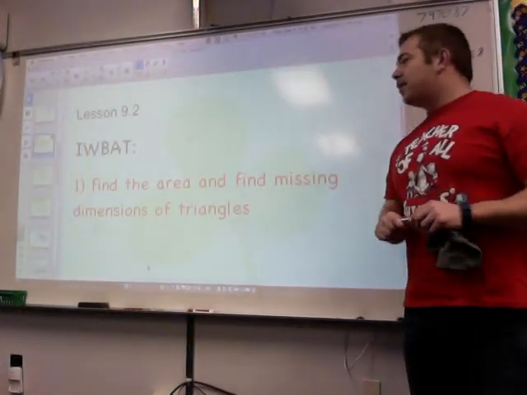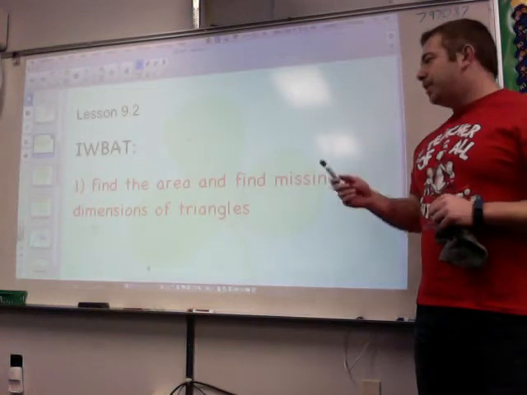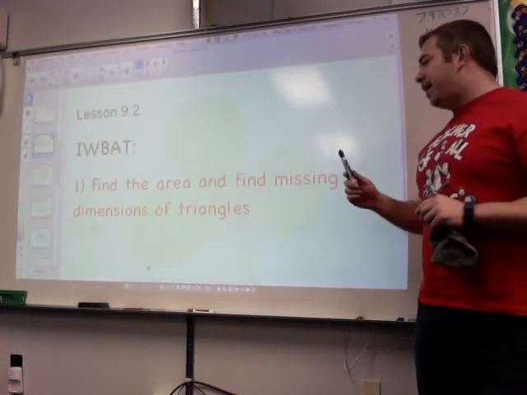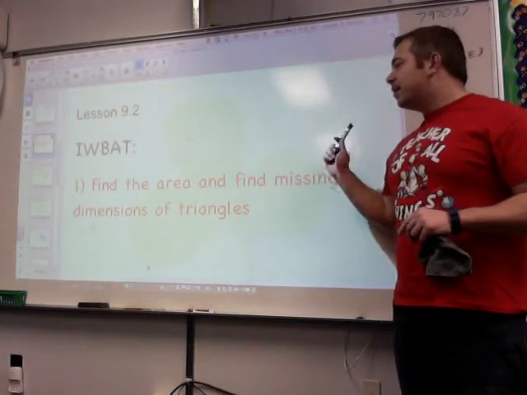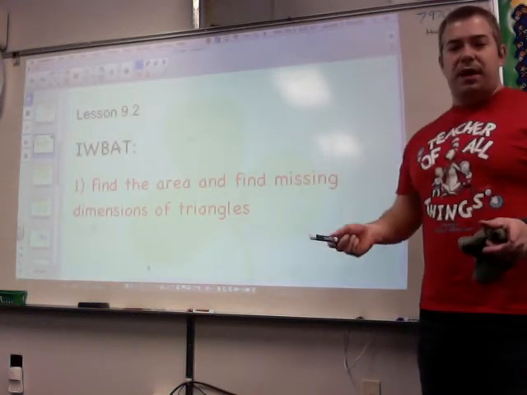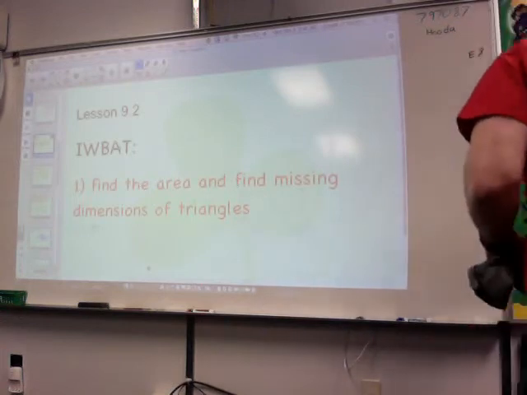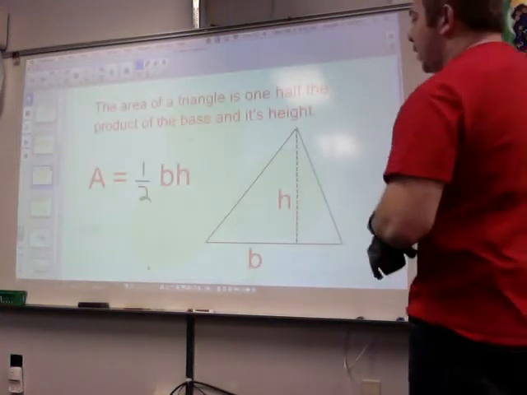Welcome to lesson 9.2. Here's your objective. You will be able to find the area and find missing dimensions of triangles. Very similar to yesterday's lesson, but instead of trying to find the area of parallelograms, we're doing triangles. Very similar formula as well.